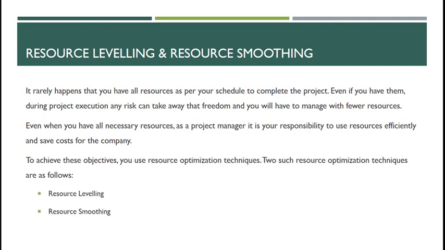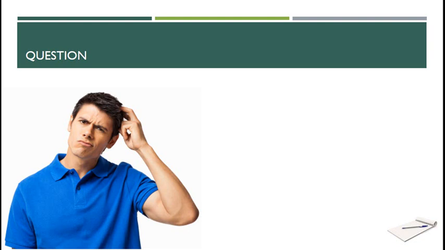So to achieve these objectives, you use what's called resource optimization techniques. Two such resource optimization techniques are as follows. The one is what's called resource levelling, and one is called resource smoothing. And these techniques allow you to complete the project with minimal obstruction.